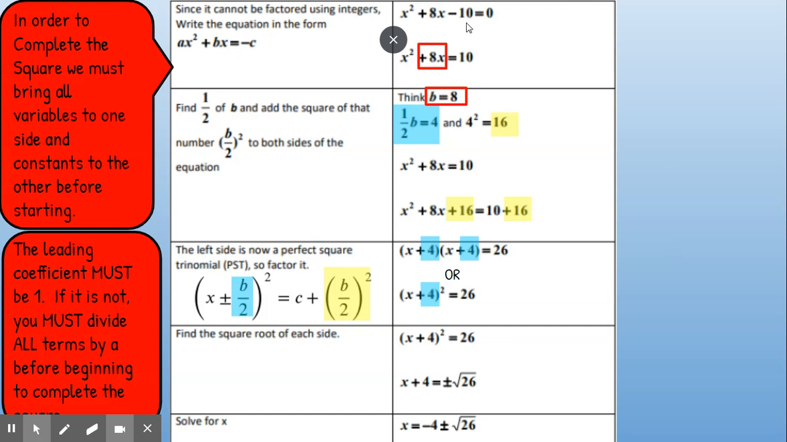So up top, this is the given equation. x squared plus 8x minus 10 equals 0.